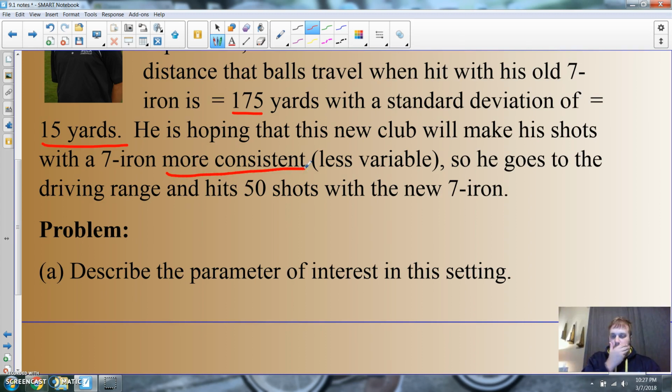Okay? So, that means less variability, which means, what am I concerned about? I'm concerned about the standard deviation, which currently is 15. Does that make sense? I don't really care about the average length he hits it. He wants to be more consistent, which is standard deviation, right? Consistency would mean, if standard deviation would be 0, I would be hitting it the exact same way every time.